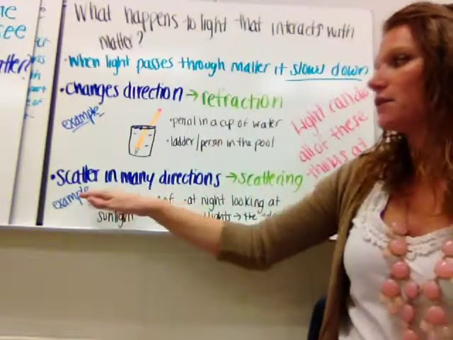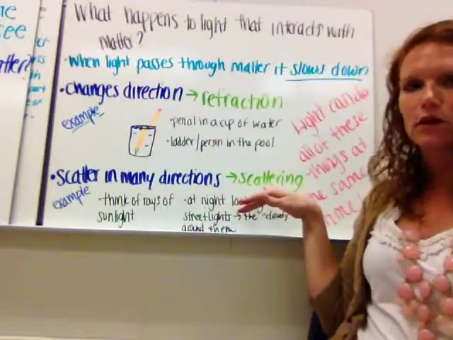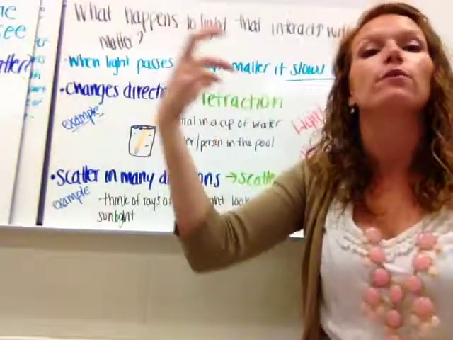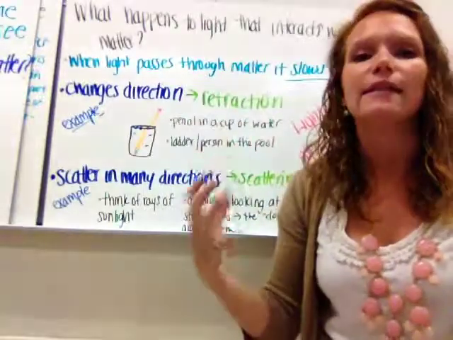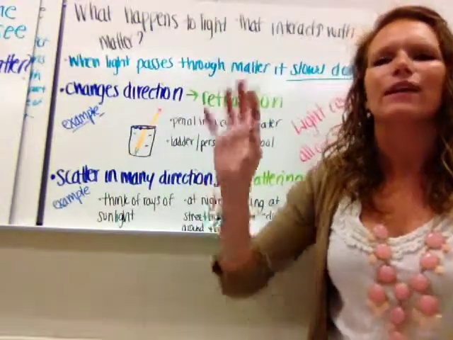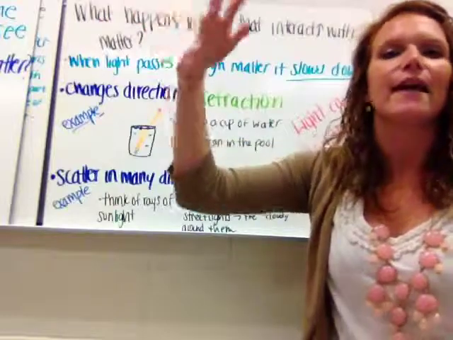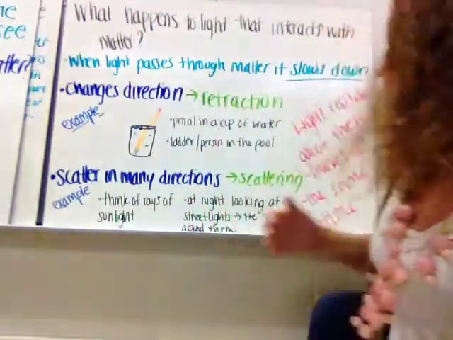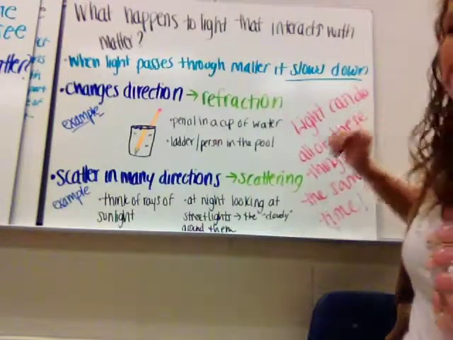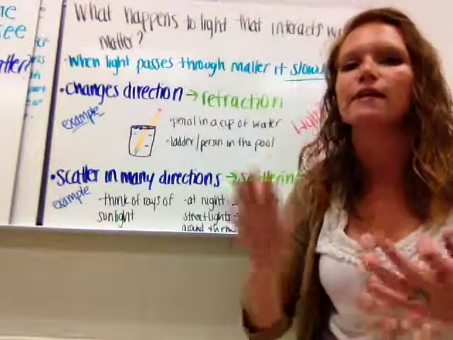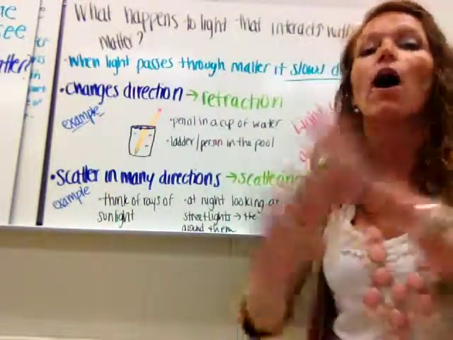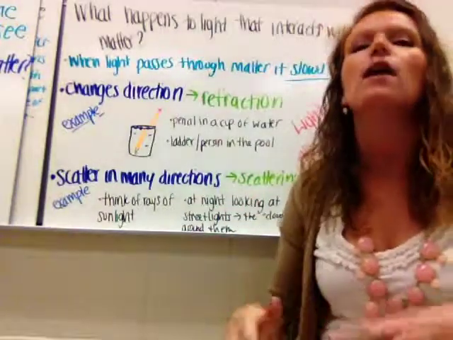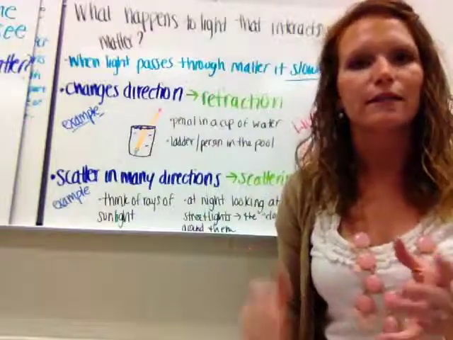The other thing it can do is scatter the light in many directions, and this is called scattering. Think of when you can see the rays of sunshine through a cloud, that's because the light was scattered. Or if you're looking at a street light at night and you can see that haze around it, that halo, that's light being scattered. Light can do all of these things. It can be absorbed and reflected and refracted and scattered, all at the same time. So most things you see are a combination of all of these things at the same time.